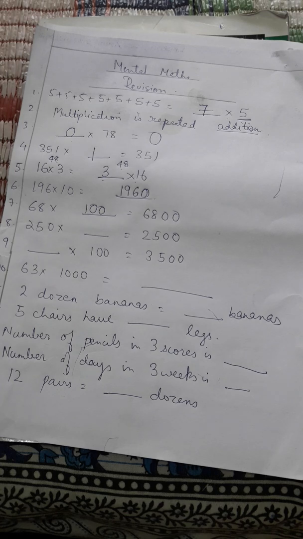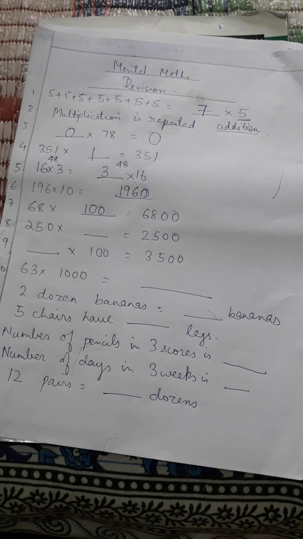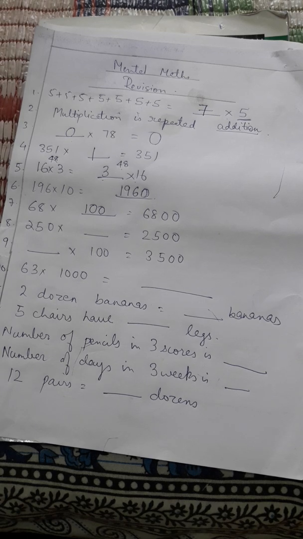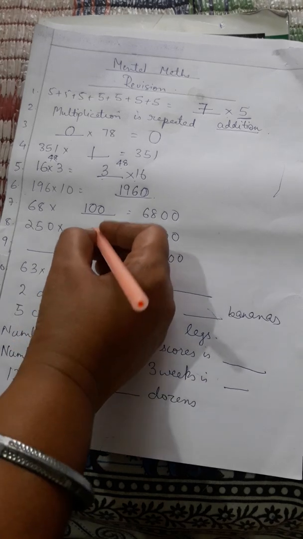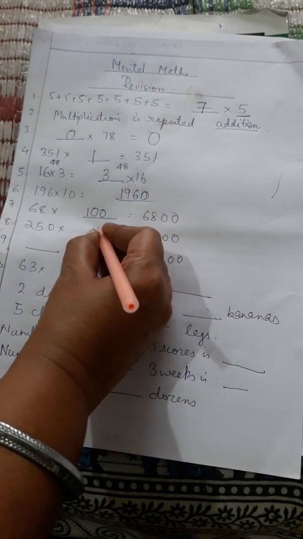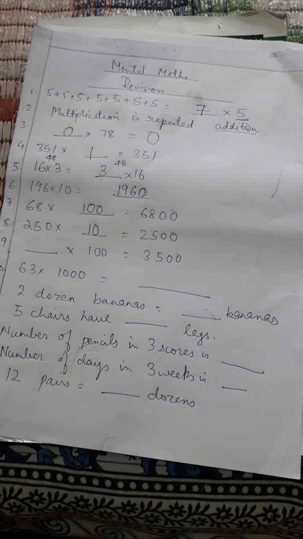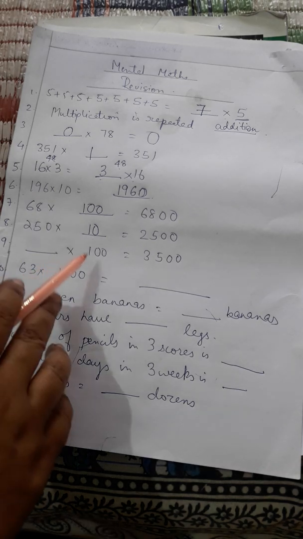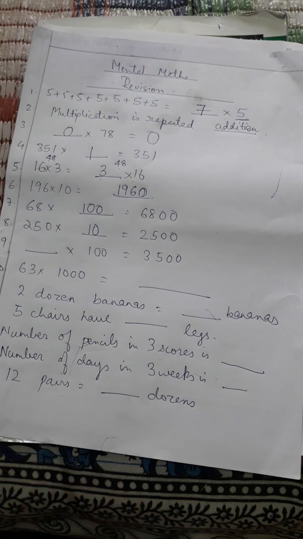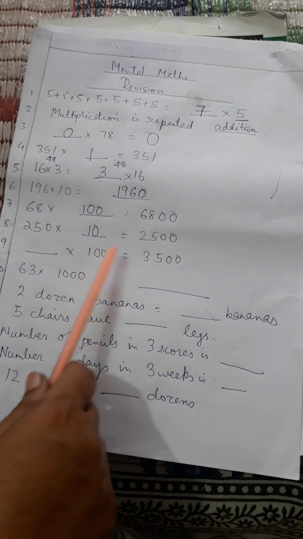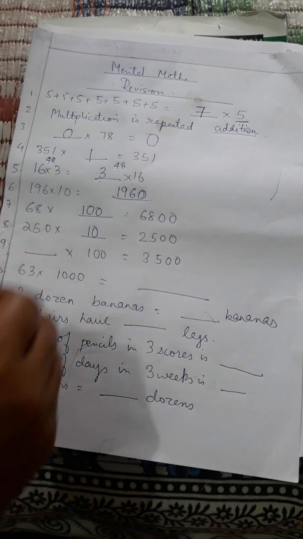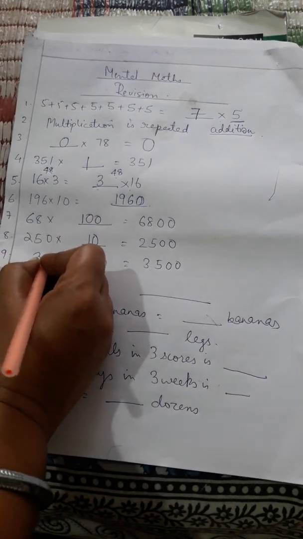Next, 250 into dash. 250 into 10 will be 2500. Next, dash into 100 is equal to 3500. What will you multiply by 100 to get 3500? The number is 35. So if you multiply 35 into 100, the answer will be 3500.